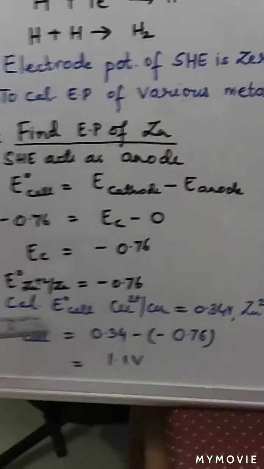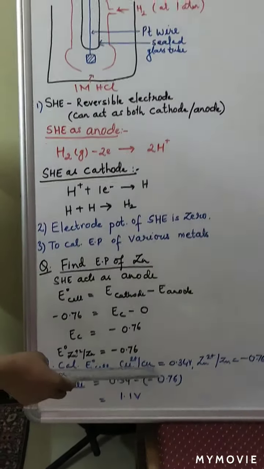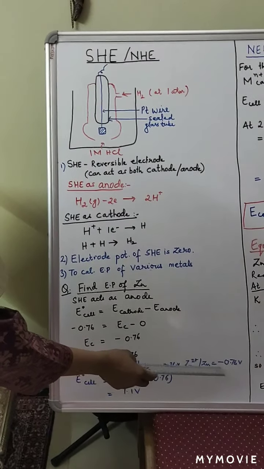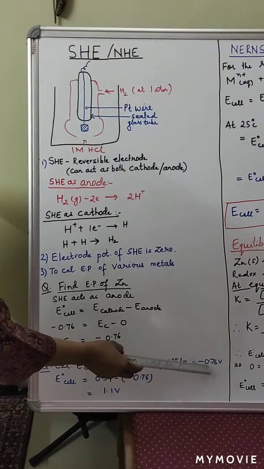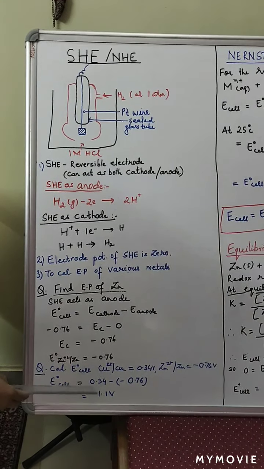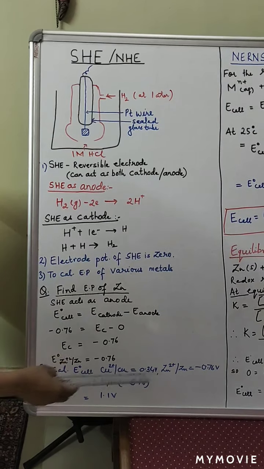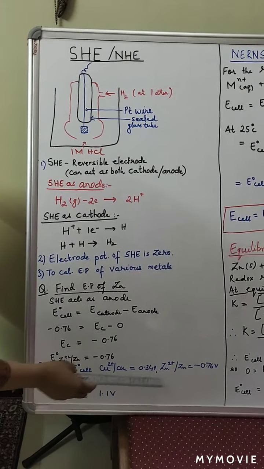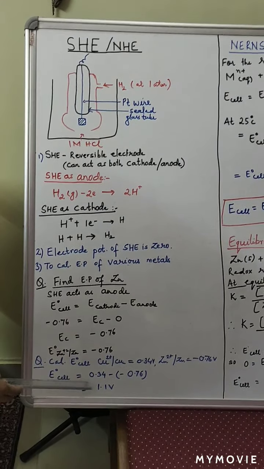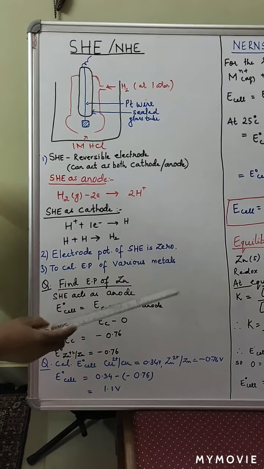Another question we can take is calculate E naught cell when copper 2 plus copper is equal to 0.34 volts, and for zinc the electrode potential has been given as minus 0.76 volts. So E naught cell will be E cathode minus E anode. E cathode here is 0.34 minus 0.76. Always the higher value will be the value for the cathode, and then we can find out the answer for E naught cell.